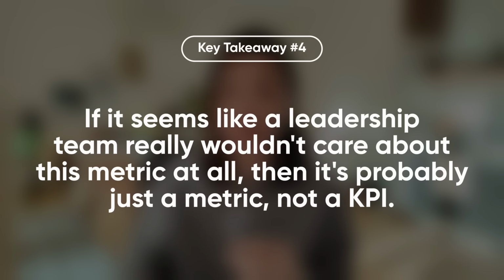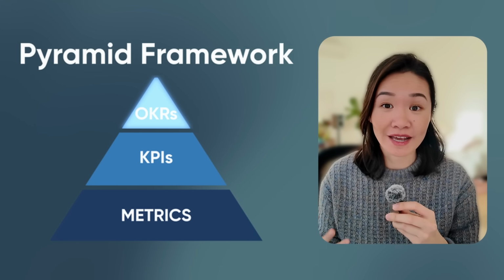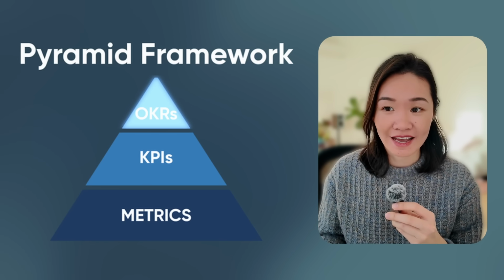So a good rule of thumb is that if it seems like a leadership team really wouldn't care about this metric at all, then it's probably just a metric and not a KPI. So at the top of the pyramid, we have something called OKRs, or objective key results. And this is where leadership is usually setting the direction of the company, and OKRs are what makes that direction concrete. It's basically saying, here is where we want to be by this date. It's more big directional stuff.